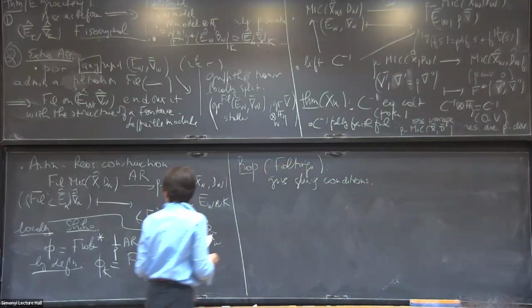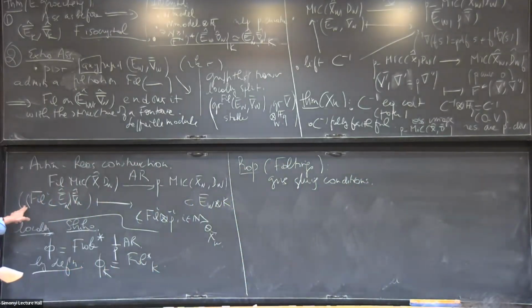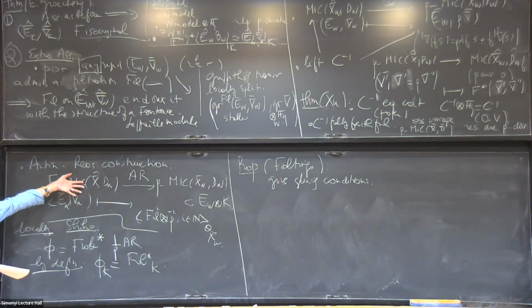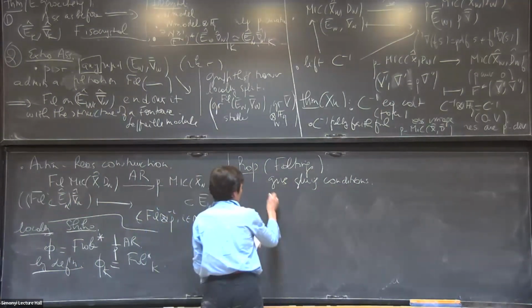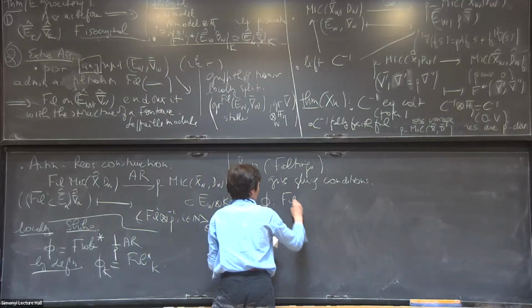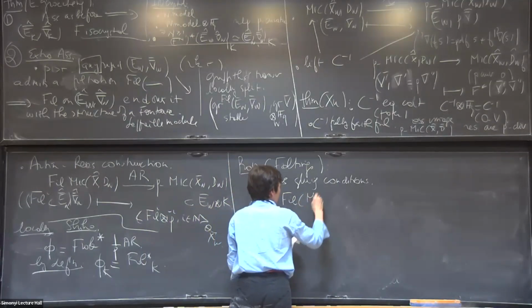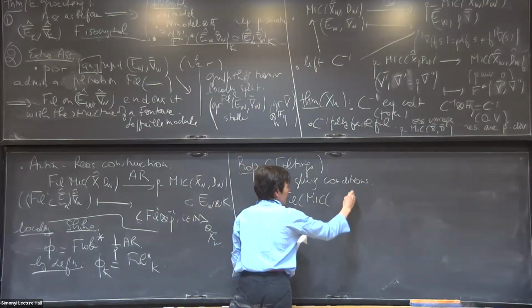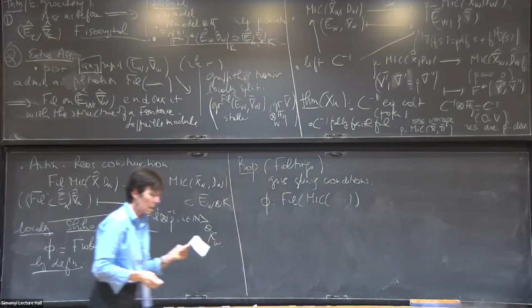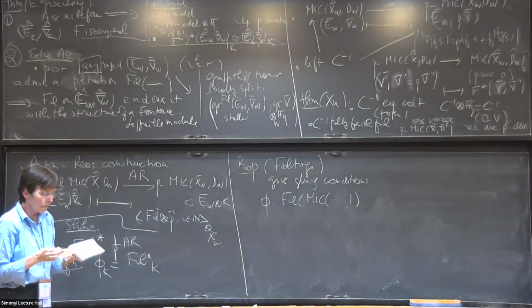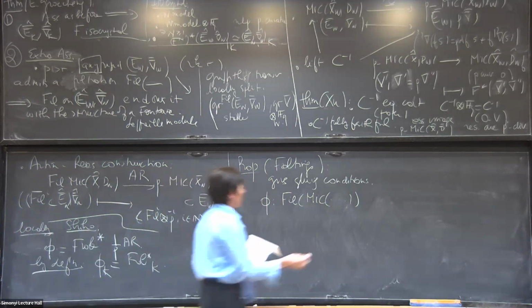And those gluing conditions are going to give us a functor from the filtered category here to the Frobenius pullback, so that means two connections. So let me write that. So we have the filtered category. Let me write it like this, I apologize, for the MIC category.